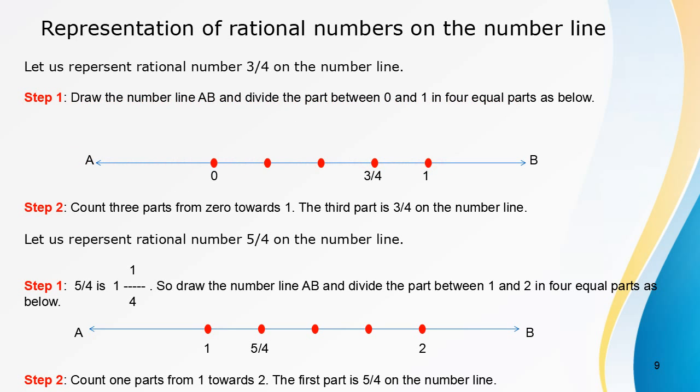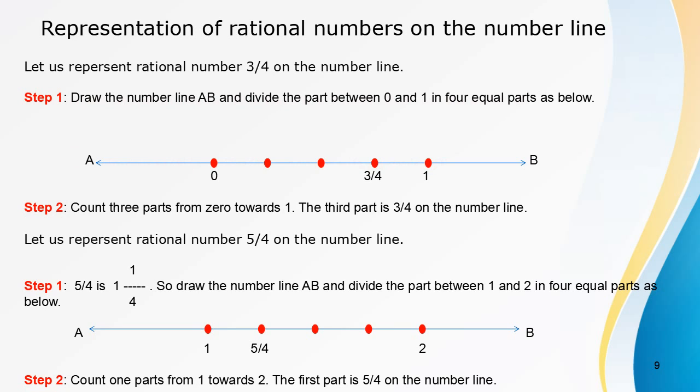Now let us see how to represent a rational number on the number line. Let us represent the rational number 3 upon 4 on the number line. Step 1. Draw the number line AB and divide the part between 0 and 1 into 4 equal parts as below. Step 2. Count 3 parts from 0 towards 1. The third part is 3 upon 4 on the number line.